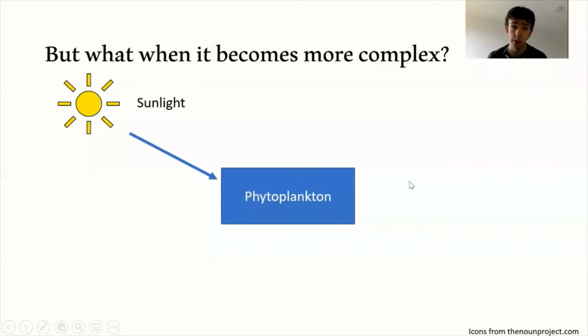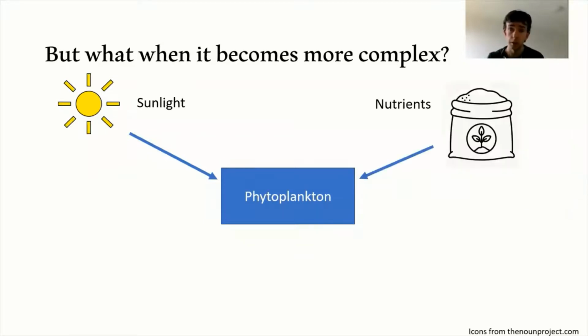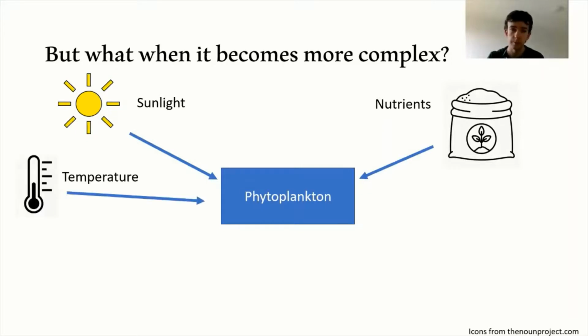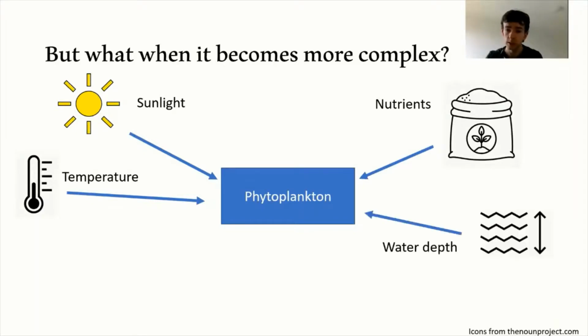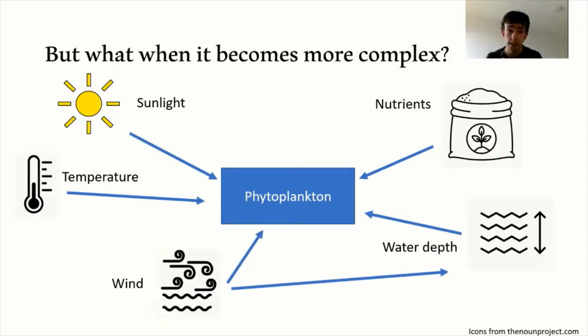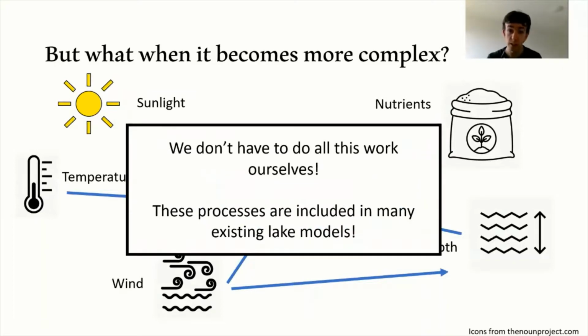So that does lead to the question, what happens when it becomes more complex? We just looked at the effect of sunlight on phytoplankton, but phytoplankton also needs nutrients to grow. What are the effects of that? Temperature is important. If it's warmer, phytoplankton grows faster. And water depth, deeper in the water, there's less sunlight. How does that work? And then there's wind that can control how much phytoplankton is at what depth, and well, how does that work?